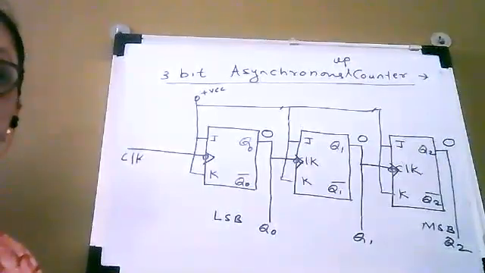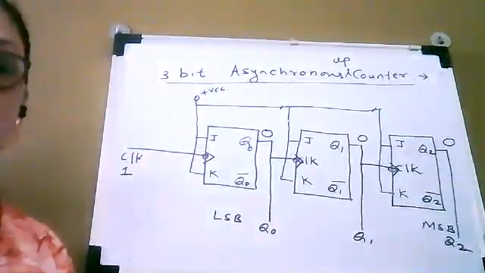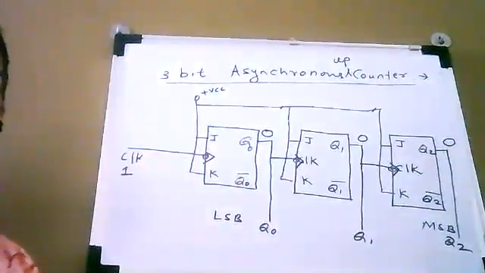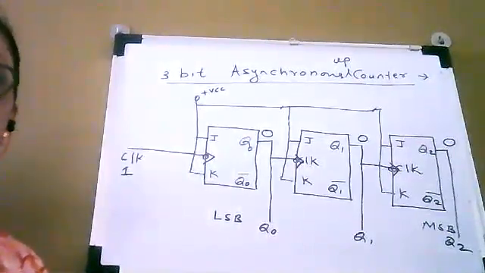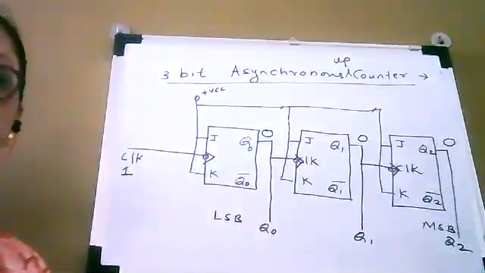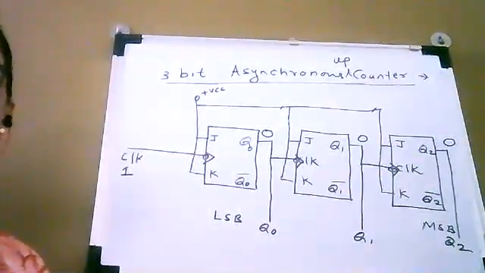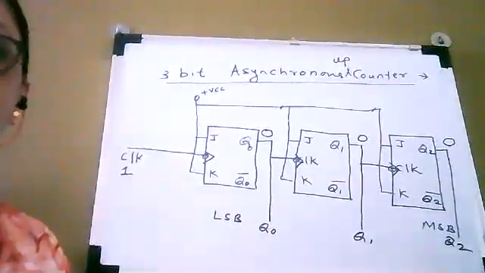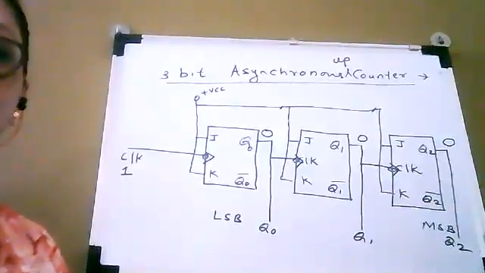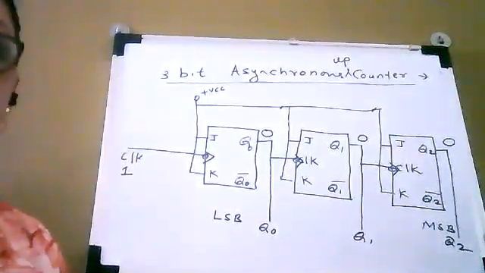Now, we are applying the first clock pulse to the first flip-flop. Always we are going to apply the clock pulse to the first flip-flop only, because clock is directly applied to the first flip-flop only. The output of the first flip-flop is given as a clock to the second flip-flop. The output of the second flip-flop is given as a clock to the third flip-flop, like this. So this is our connection. Now we are starting with the state 0, 0, 0.